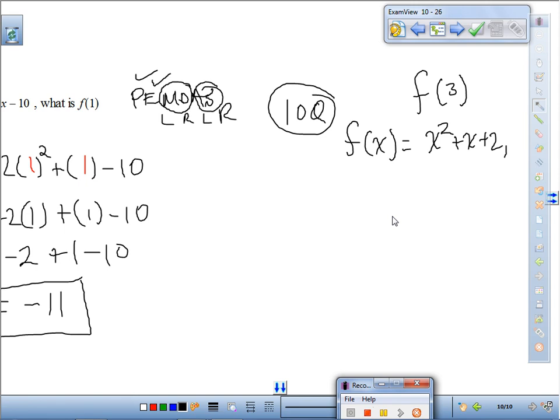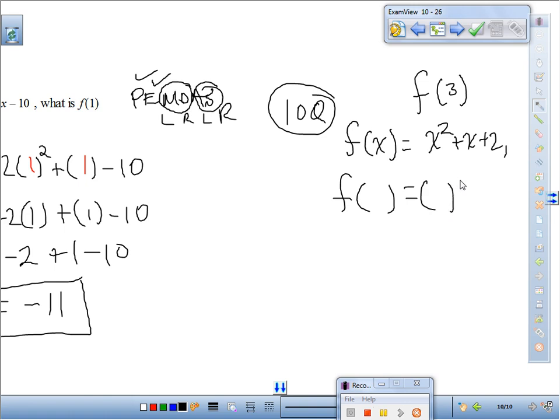Let's see if you got this. You should have done this. Anywhere there is an x, you just leave an open parenthesis. You should have done this. F of parentheses, parentheses squared, plus parentheses, plus 2. And instead of that parentheses, we're going to write what? 3.